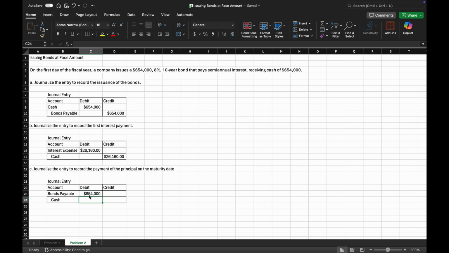Finally, cash is decreasing as the company is using it to pay the investor for the face amount of the bond. So let's credit cash for $654,000.